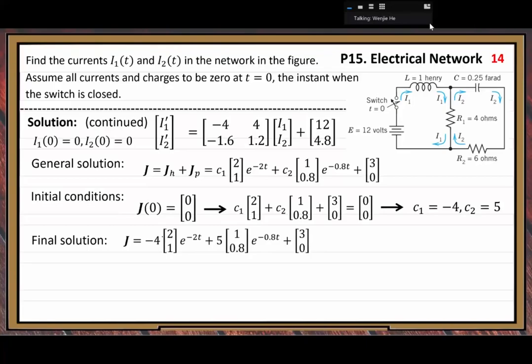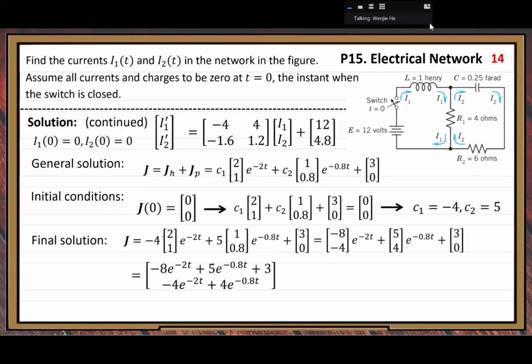So after this example, the method is actually very simple. The particular solution can be a constant vector. Very simple. So you just write the I1, I2.